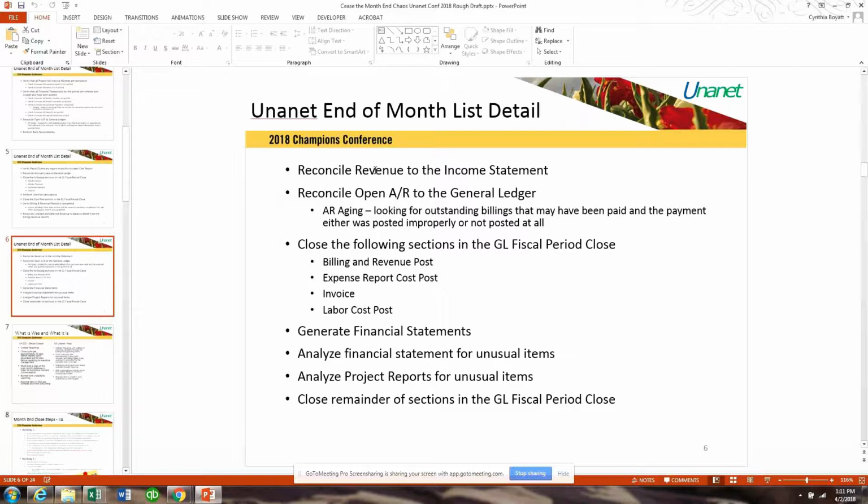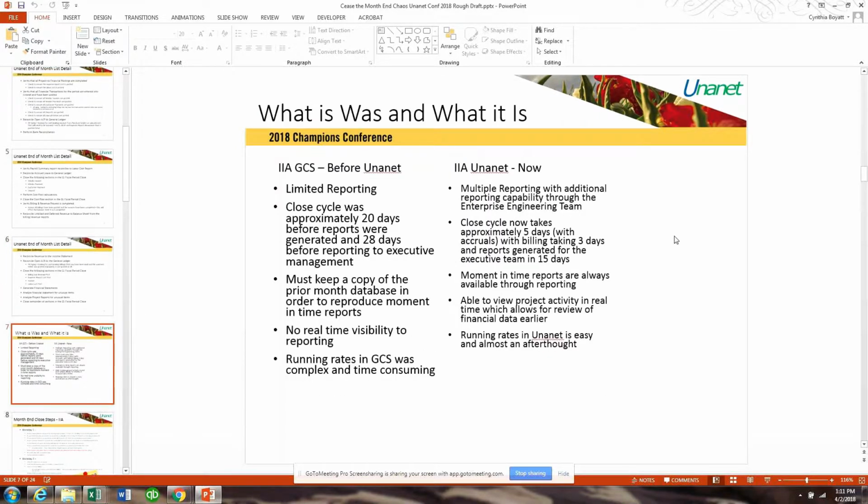At that point, you can then close the remainder of the GL fiscal period closing unit. This is what we did for the first few months. We literally followed it by the book. However, we got to deciding, well, where were we and where do we want to be?